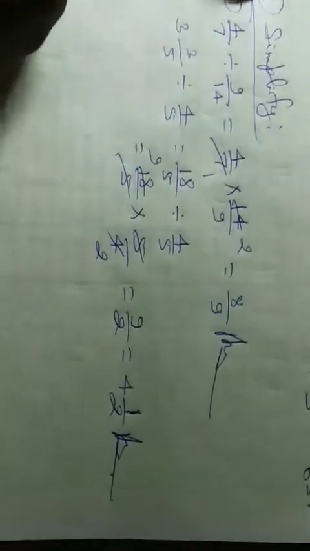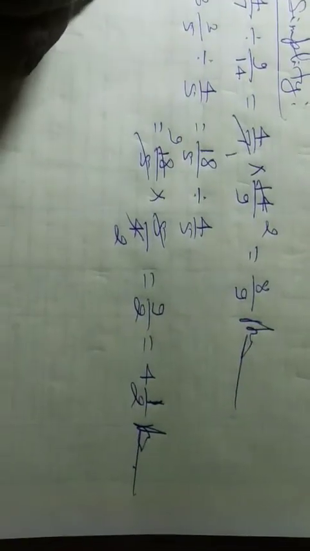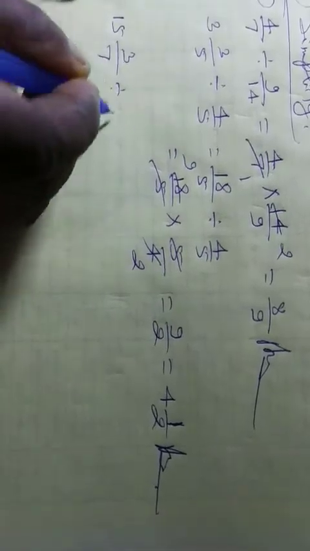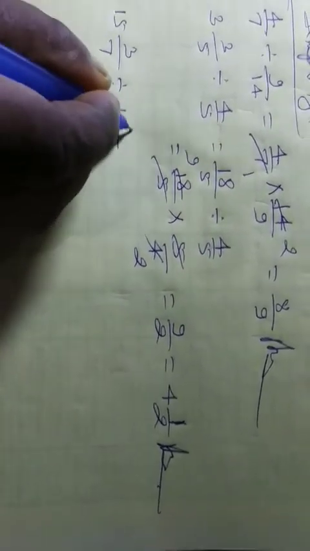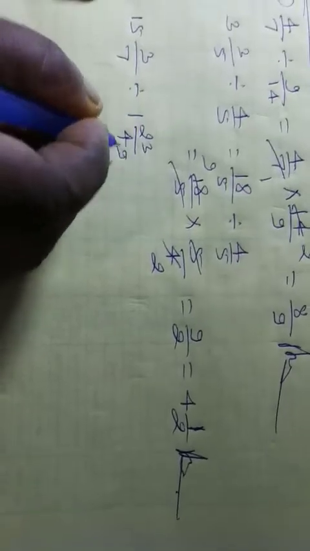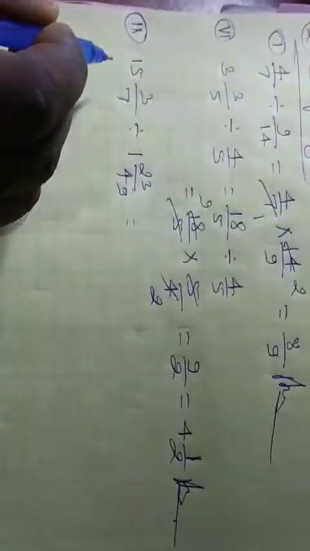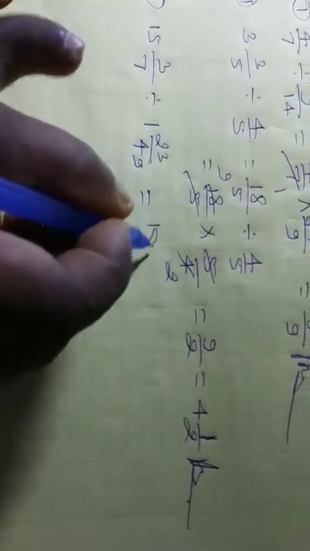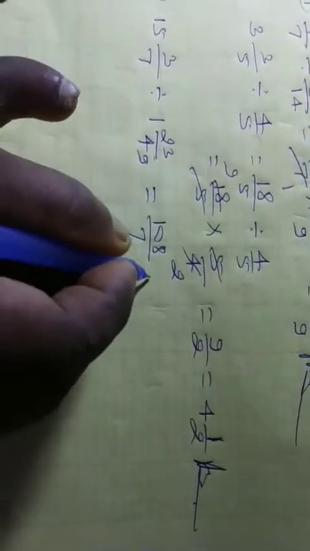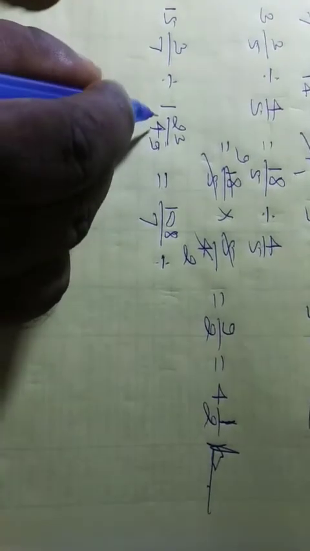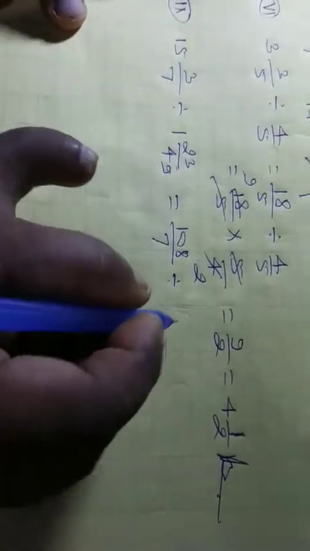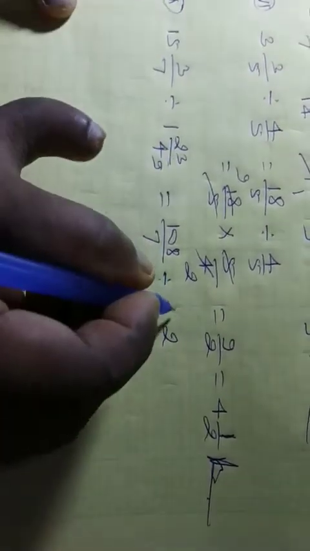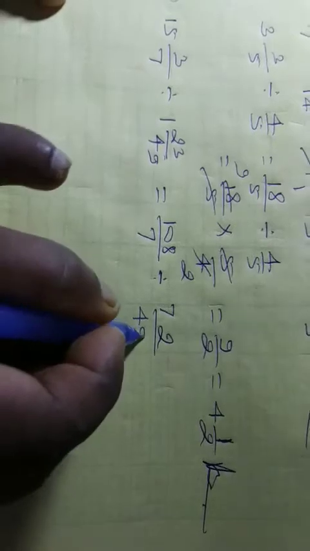Question number 9: 15 whole 3 by 7 divided by 1 whole 23 by 49. 7 fifteens are 105, plus 3, 108 by 7 divided by 49 plus 23, 72 by 49.